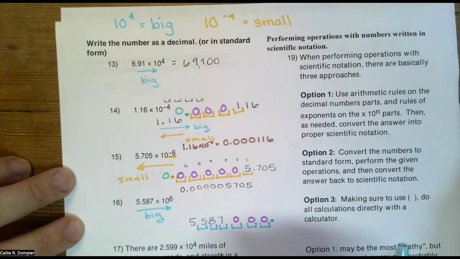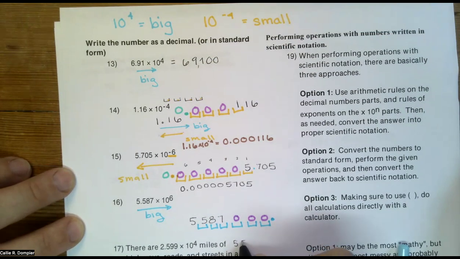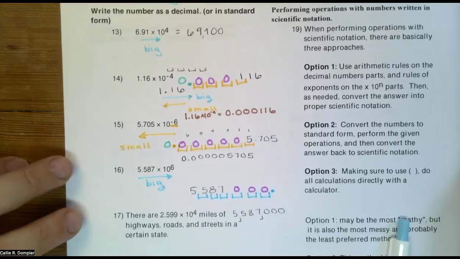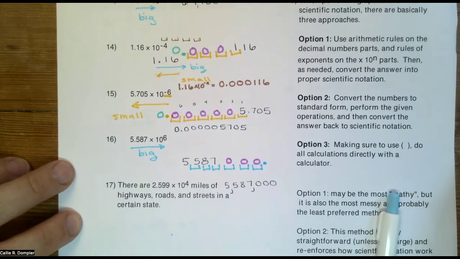So that just becomes, and you don't need to put that decimal, right? 5,587,000,000. No, 5,587,000. Okay.